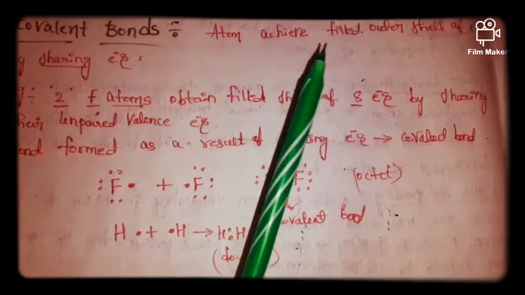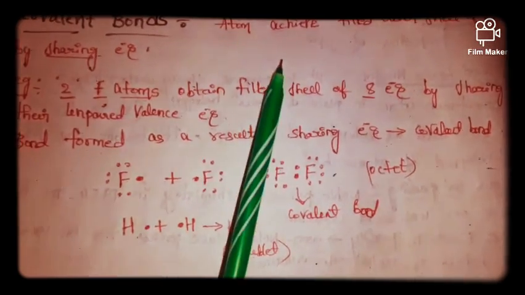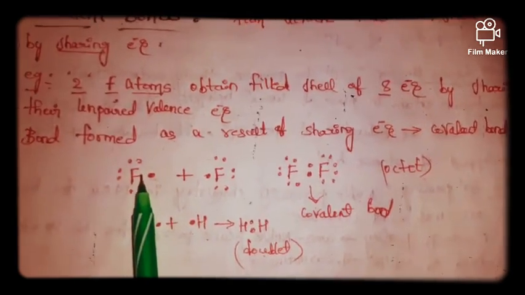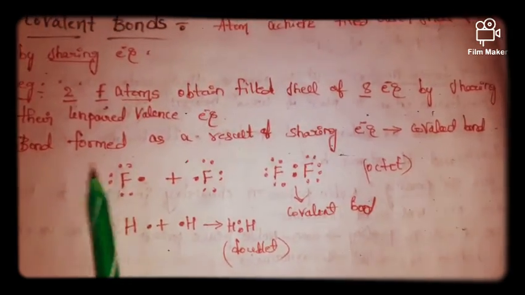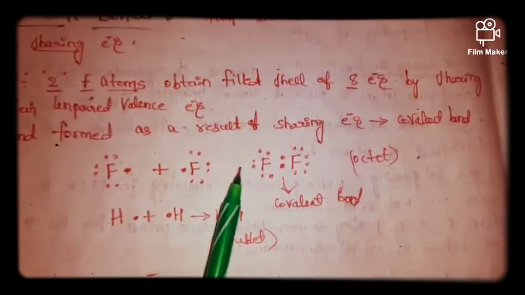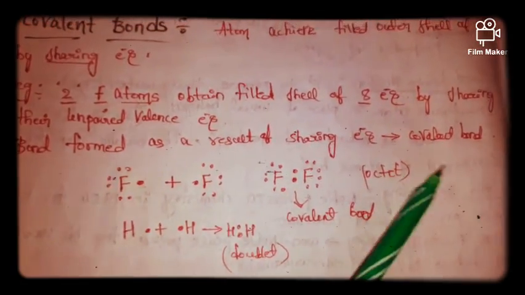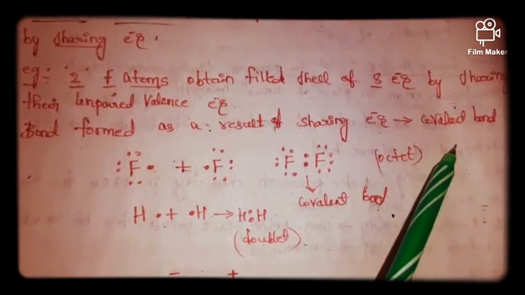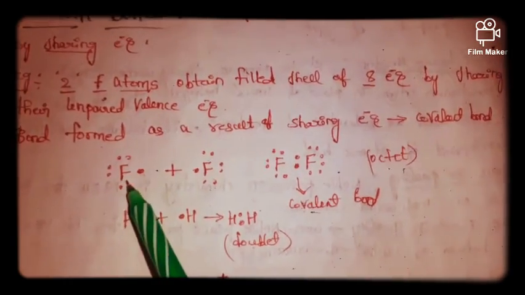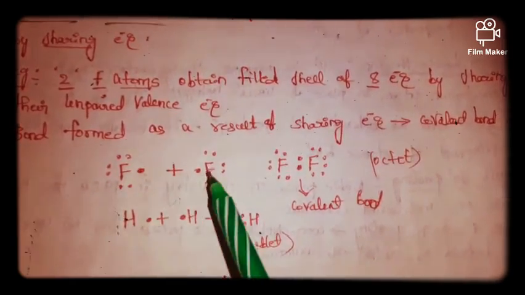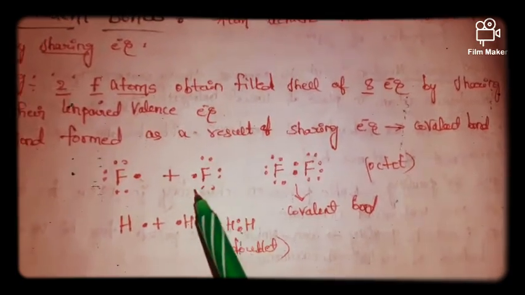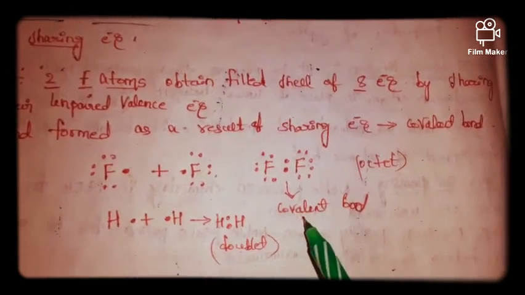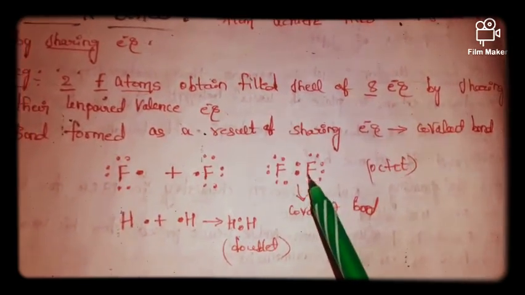Atoms achieve a filled outer shell of electrons by sharing electrons. Of course, here also the fluorine is getting its octet by sharing its unpaired valency electron. The bond formed as a result of sharing electrons is called a covalent bond. This is the actual definition, friends. Here I have mentioned 7 electrons on this fluorine, and here also 7 electrons. In order to get an octet, sharing of electrons occurs.